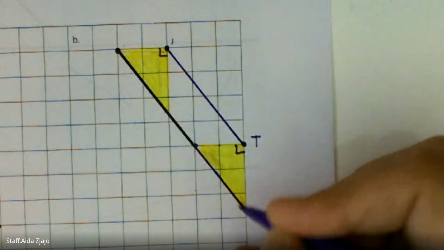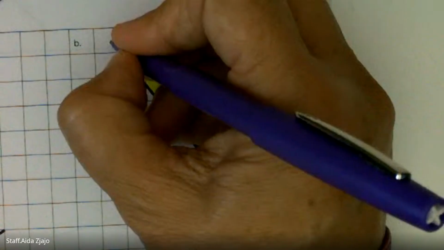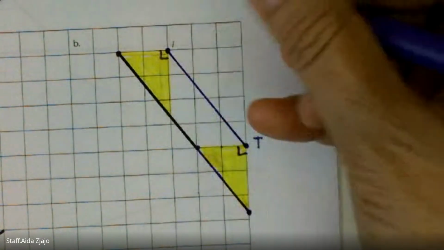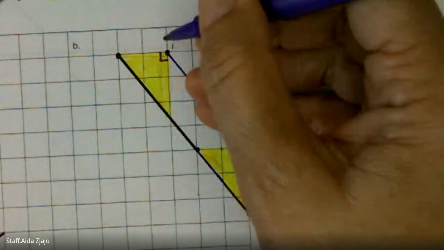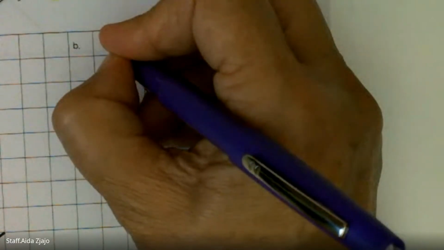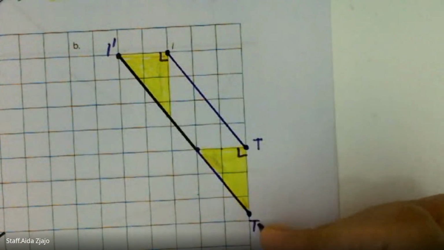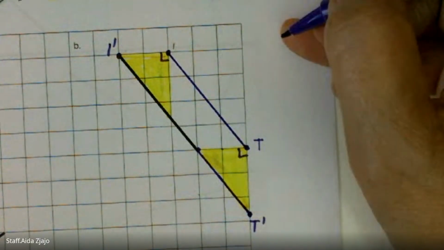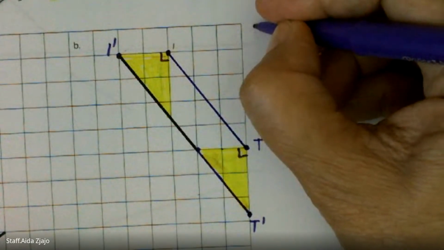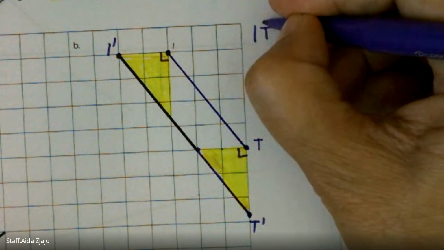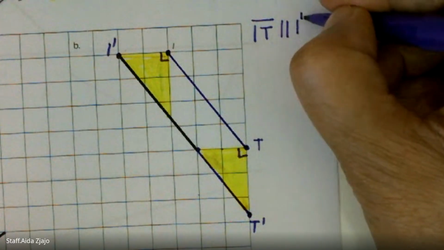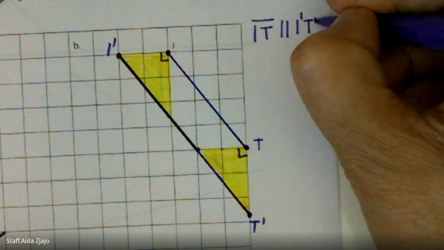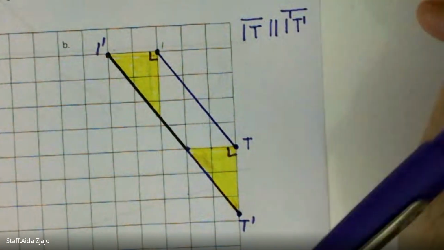I can also label mine like this. If this was LT, so this could be L copy and T copy, right? So I'm going to do that. LT line segment is parallel to L copy T copy line segment. All right.